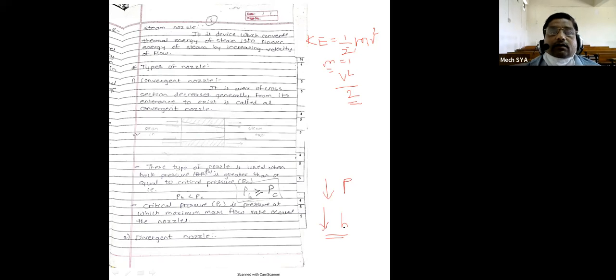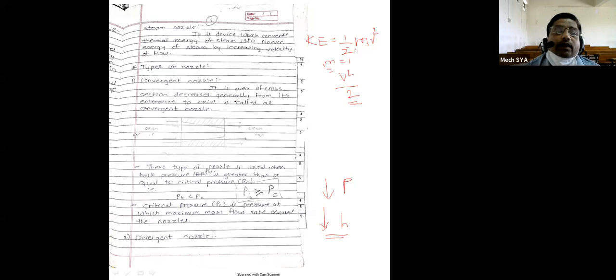Does everybody understand steam nozzle? Basics of steam nozzle, everybody understand? Please reply in the chat box. Okay, Asmita understood. Others please reply. Abhishek, you are correct, but it is not the exact definition. Prerna also understood. Others please reply. Abhishek Zalo, yes sir, understood.